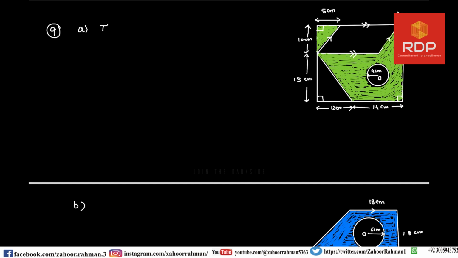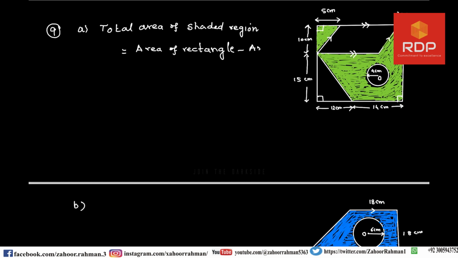Total area of shaded region is equal to area of rectangle minus area of circle minus area of triangle.